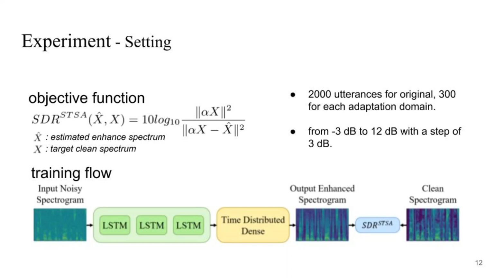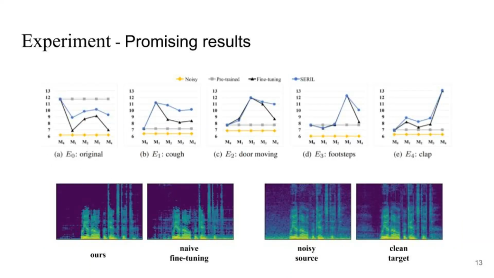To prepare adaptation sets, we randomly select another 300 utterances from the VCTK corpus. These 300 utterances were contaminated with 4 other types of noise from the non-speech database: cough, door moving, footsteps, and clap. We compare the SERIL and the direct fine-tuning approach in terms of the adaptation capability and the degree of catastrophic forgetting. The pre-trained and noisy are also our comparison. We use the training set T0 to train one baseline model, termed M0. Then, based on the 4 adaptation sets, we sequentially adapted the model from M0 to M1 using T1, M1 to M2 using T2, M2 to M3 using T3, and M3 to M4 using T4.